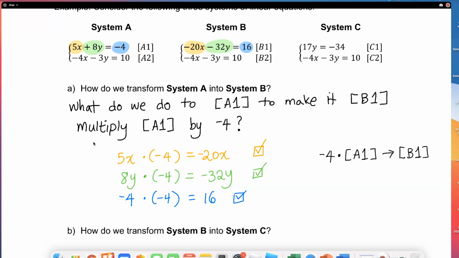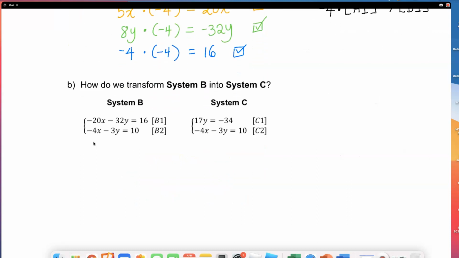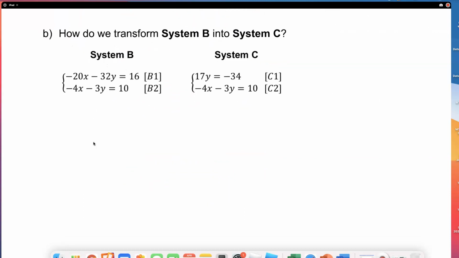Now let's look at part B. Before I do that, because these are all color-coded, I may just try to copy these. Give me 1 second. I'm going to go ahead and copy B to C. All right, hold on. Okay. So, because part B is no more A, we don't really care about system A anymore. What did we do to system B to get to system C? That's what they're asking, right? And what I noticed is that the bottom, negative 4x minus 3y equals 10.